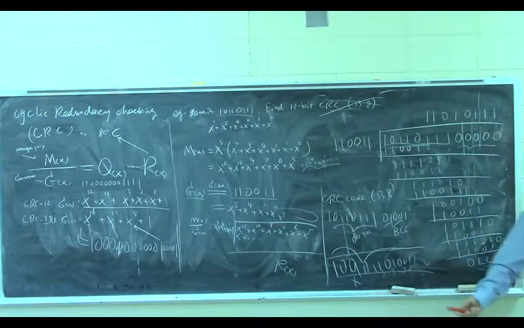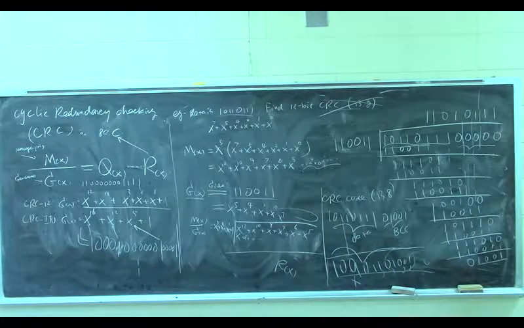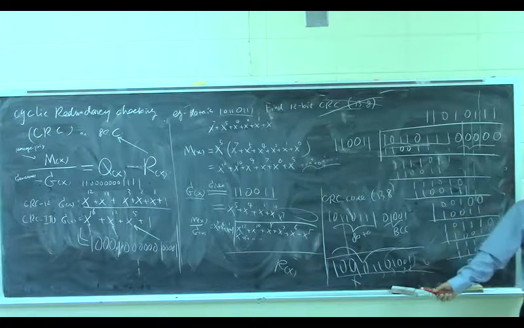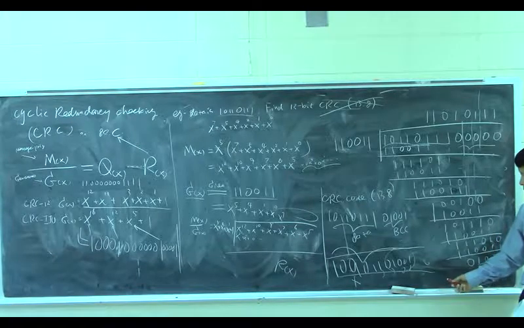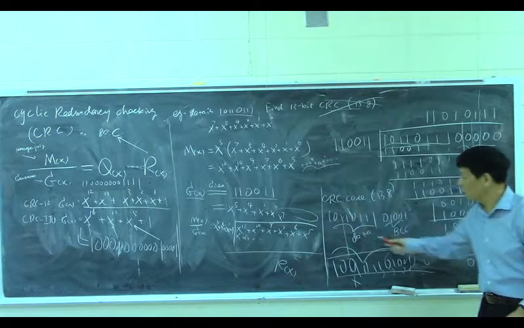If the remainder is equal to zero, we cannot guarantee it is correct. But if the remainder is not equal to zero, we definitely can see it is not correct. So if we change the last five digits to the remainder, we're going to get zero at the end. This is the code we need to transmit, right?